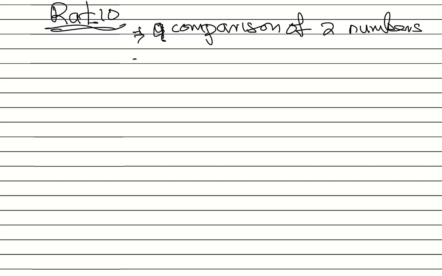It's just very simple. Let's do ratios. A ratio. What is a ratio? A ratio is a comparison of two numbers. That's all. A comparison of two numbers. It's basically, a ratio is a fraction. Just a fraction. You end up getting a fraction, right?